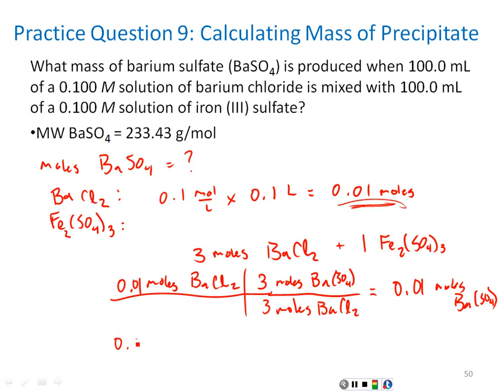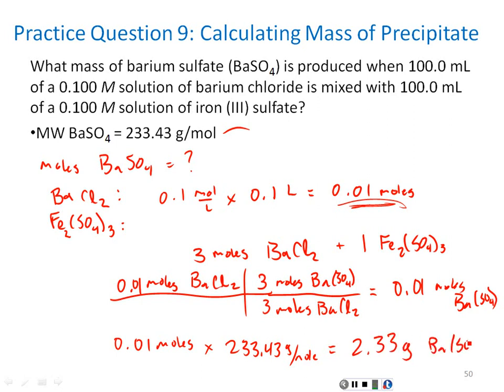To do that, we take the number of moles times the molecular weight, which is given here. And what we should end up with is about 2.33 grams of barium sulfate precipitate.